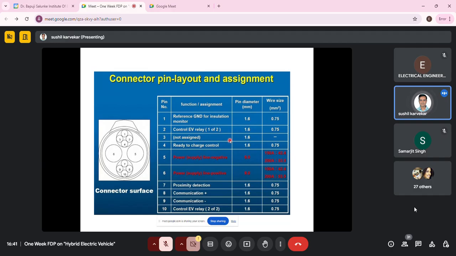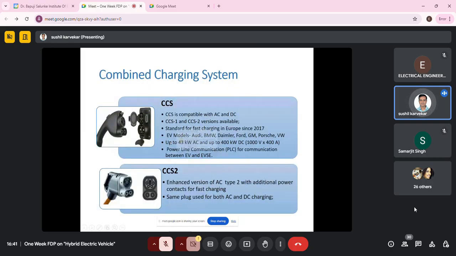So pin number 5 and 6 are there, where actual electric power would be flowing. All the remaining are for the control signals. Okay, and we'll be monitoring the battery status, charging status, compatibility by making use of the remaining pins. So this is something which I wanted to introduce in today's class.